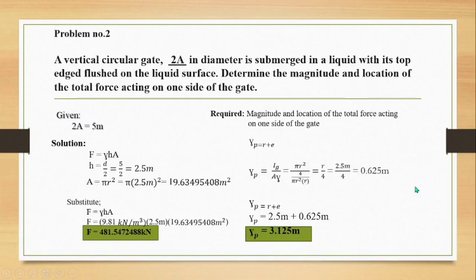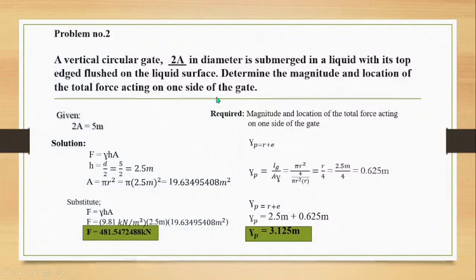So next is problem number 2. A vertical circular gate blank in diameter and submerged in a liquid with its top edge flush with the liquid surface. Determine the magnitude and location of the total force acting on one side of the gate. Our 2A is just 5 meter, which is the given. What is required is the magnitude and location of the total force acting on one side of the gate. That is what we will find for problem number 2.